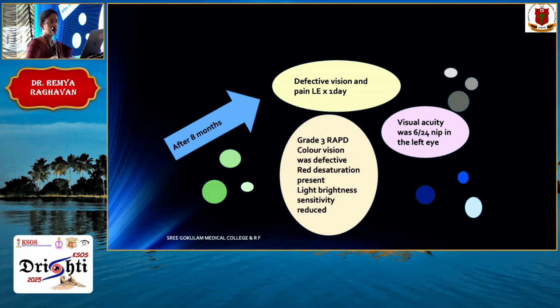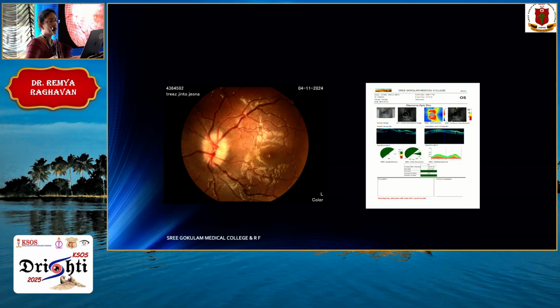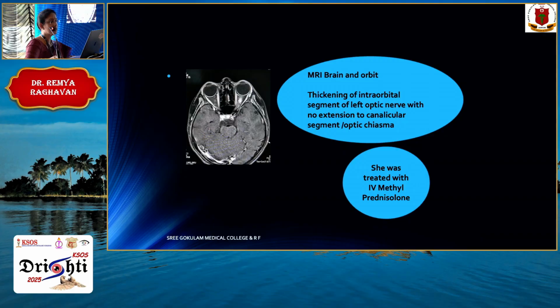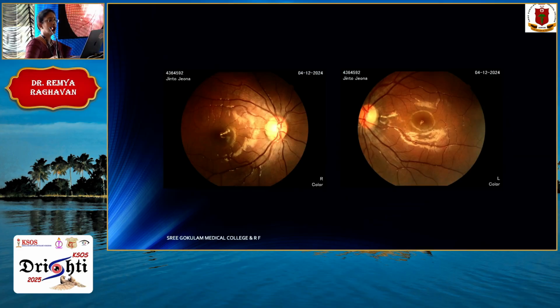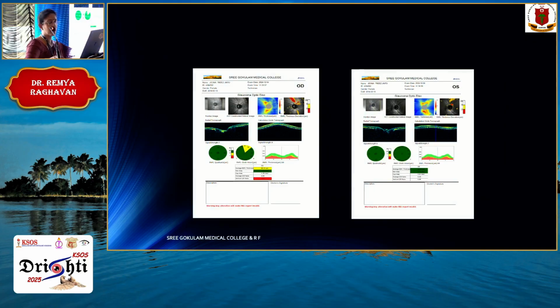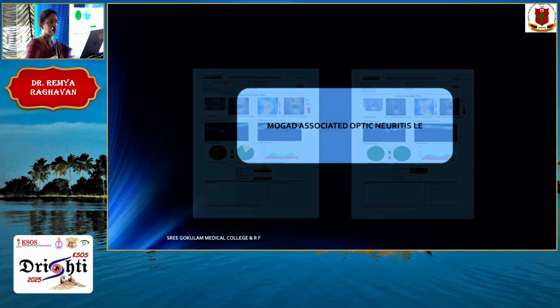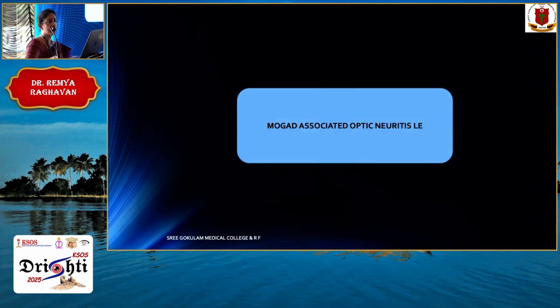Now the left eye was affected, there was defective vision in the left eye, and the optic nerve functions were affected. The fundus showed optic disc edema with hyperemia, and OCT also showed thickening of peripapillary RNFL. MRI showed thickening of the optic nerve in the left eye, and again she was treated with steroids. After 1 month, you can see temporal pallor of the optic disc in the right eye, and the left eye looks normal. OCT showed focal peripapillary RNFL thinning in the right eye superiorly, and normal OCT in the left eye. So this condition is called MOGAD-associated optic neuritis.